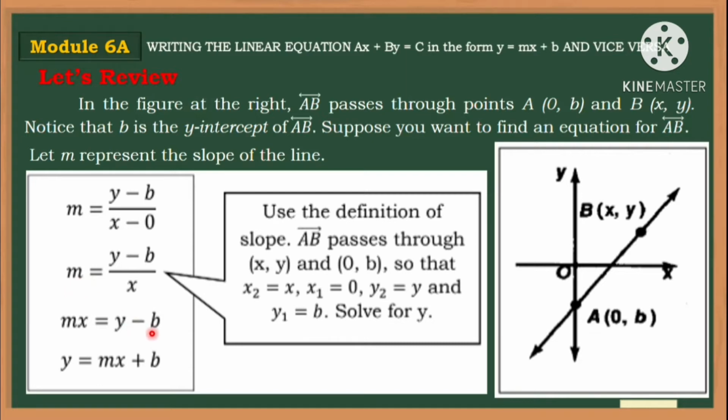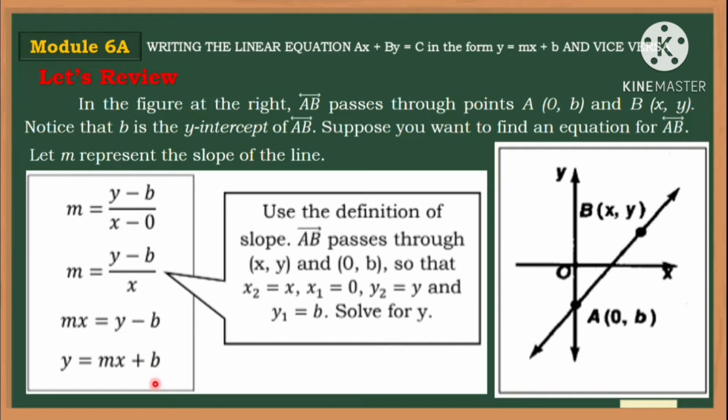So y minus b. Then we're going to solve for y. Simply transpose this to the other side of the equal sign. Therefore, the outcome is y is equal to mx, since this is negative, so plus b. Therefore, y is equal to mx plus b, where m is for slope and b is for y-intercept.